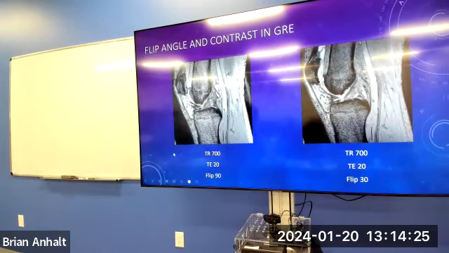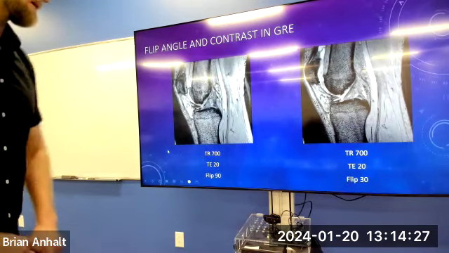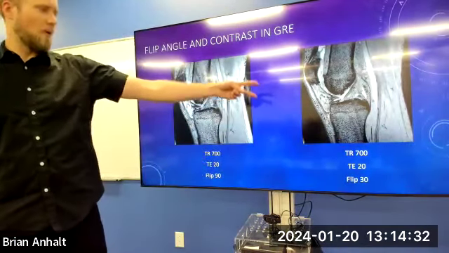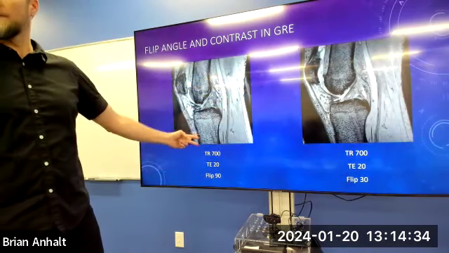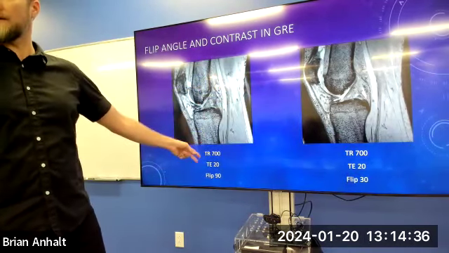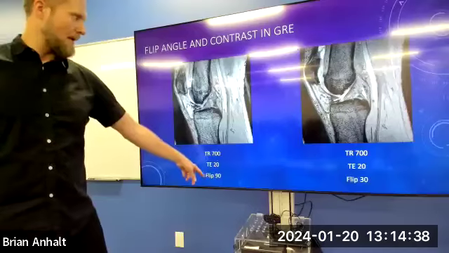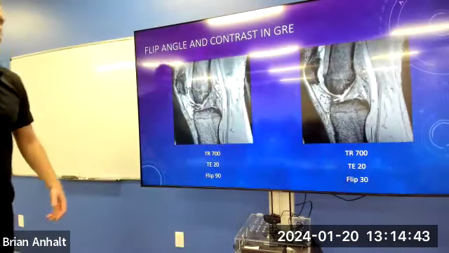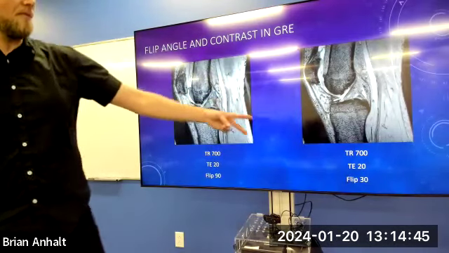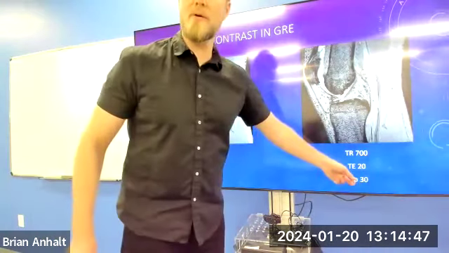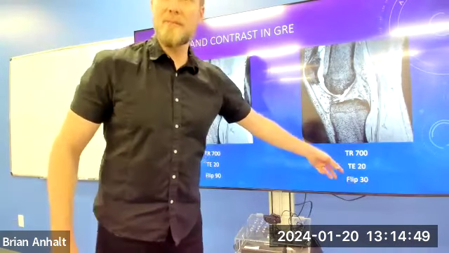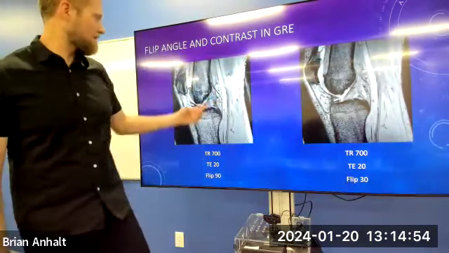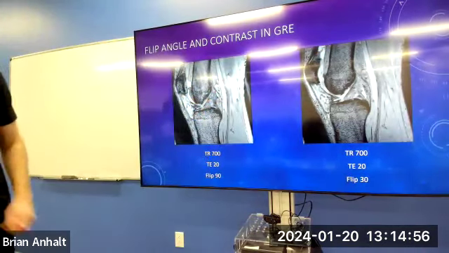This one doesn't really show much of a contrast difference, but you can see it. The TR and TE are exactly the same here. TR 700, TE 20 with a 90-degree flip angle and then a 30-degree flip angle. You can see the contrast difference though, right? You see fluid better here. This is T2 star weighted. This is more T2 star. You can see the fluid up here. Here you don't really see it. It all kind of blends together.